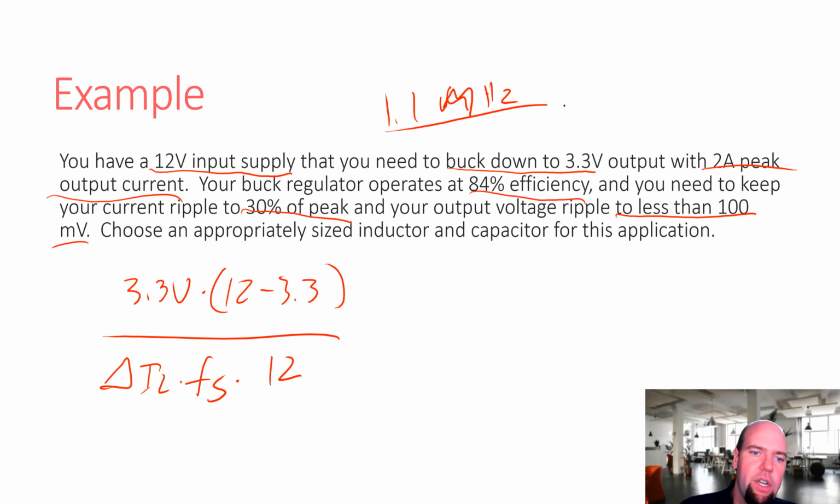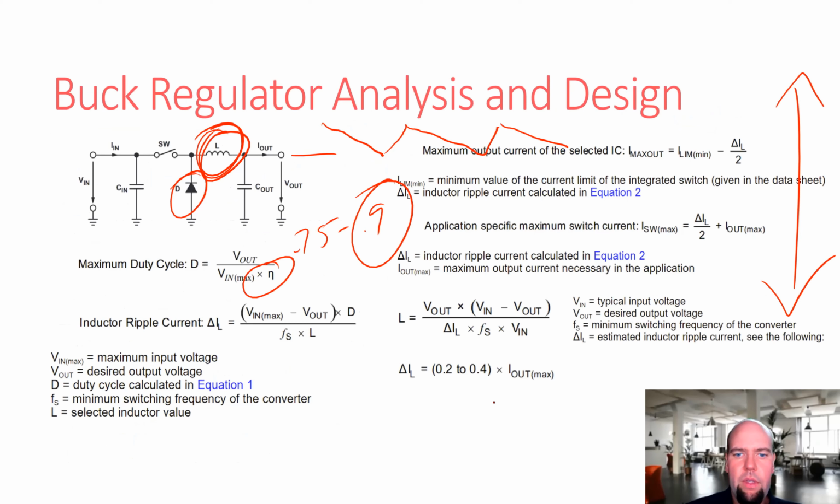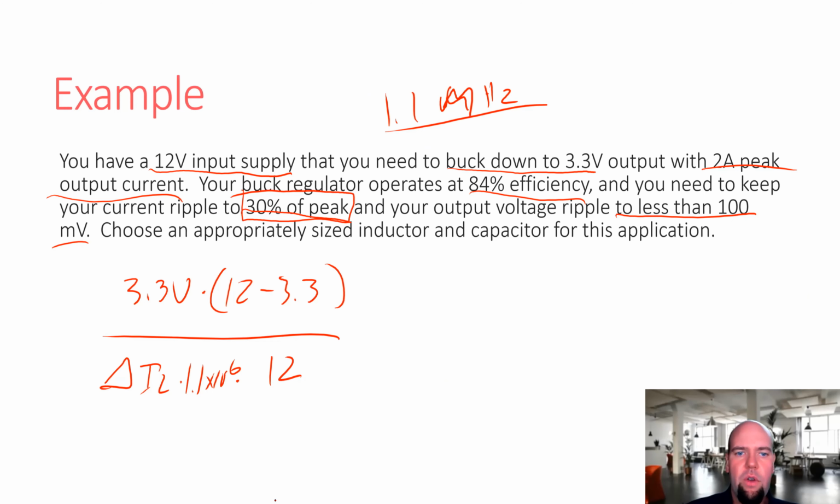So our switching frequency here is going to be 1.1 times 10 to the 6th. And then delta IL, we said our ripple current is 30% of peak. Now, here's my question: ripple is typically 0.2 to 0.4 of our output. And then we said 30%, so 0.3 times output, which was 2 amps.